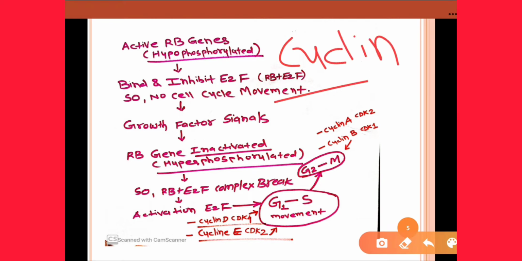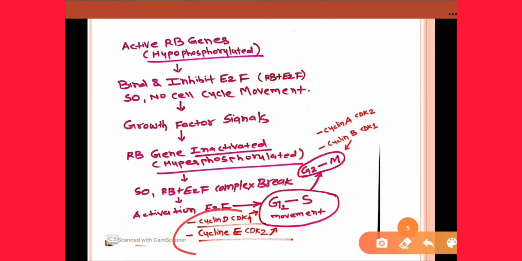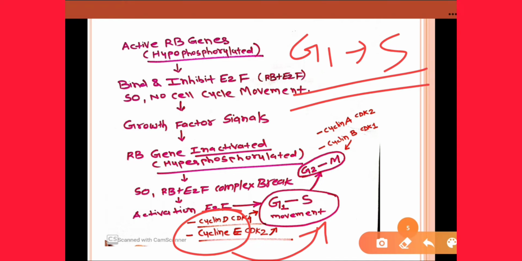You have to remember the cyclin is produced or synthesized during the cell cycle, right? And the sequence of formation of the cyclin is D, E, A and B, meaning cyclin D and E will act at the G1 to S transition. So the movement from G1 to S is carried out by cyclin D and cyclin E, right?